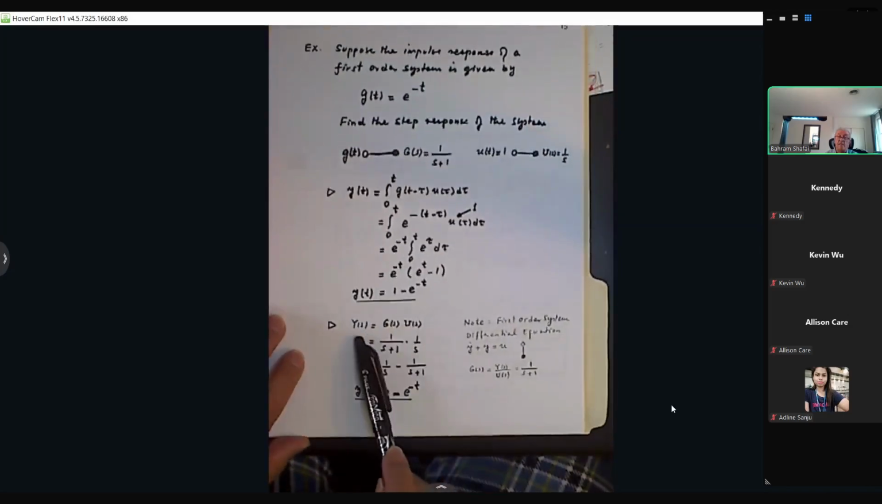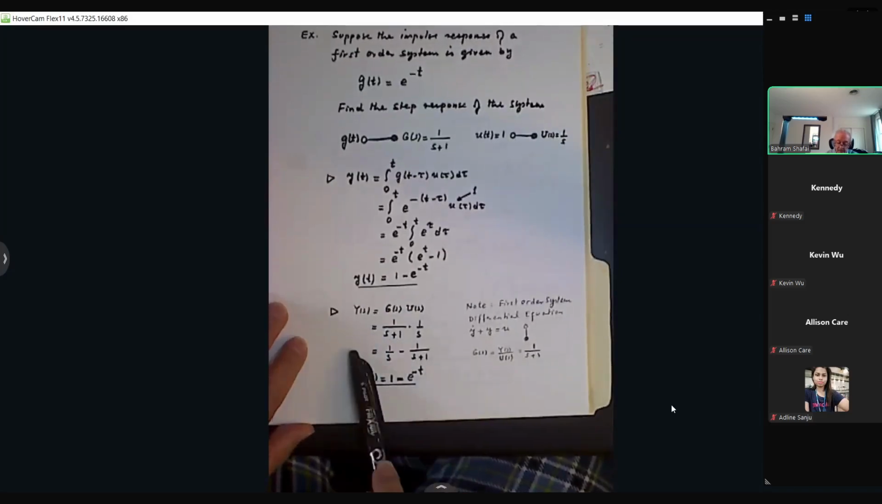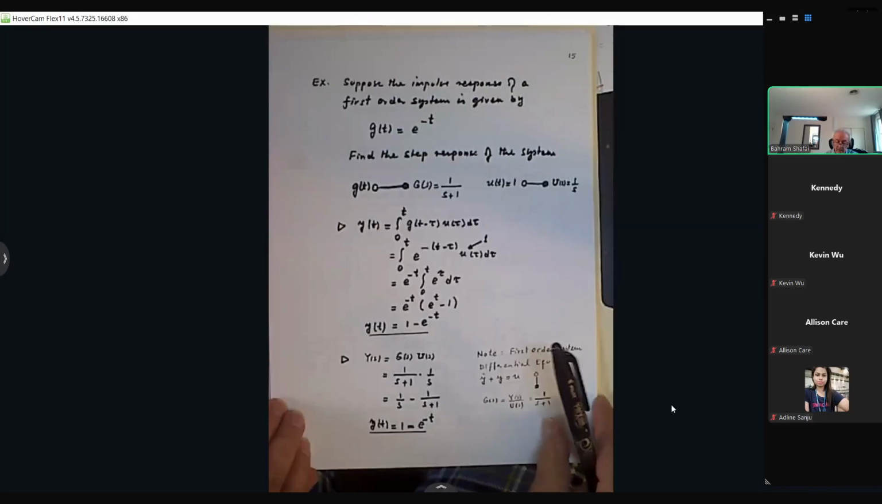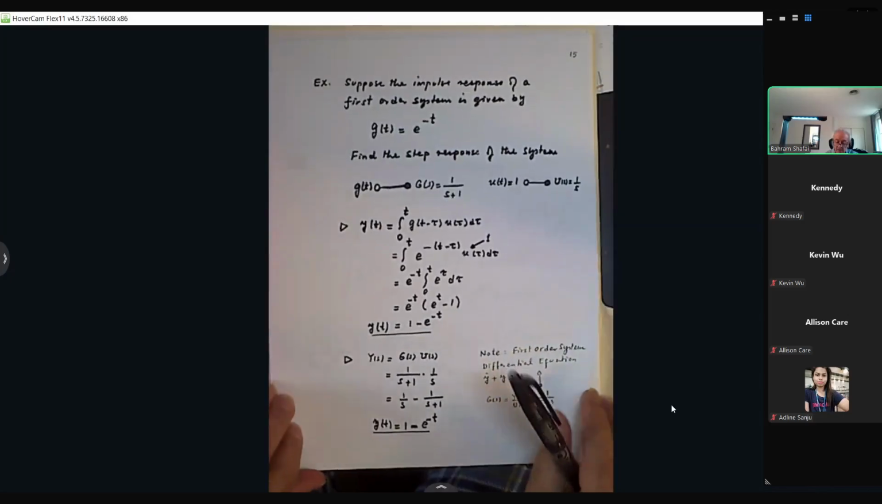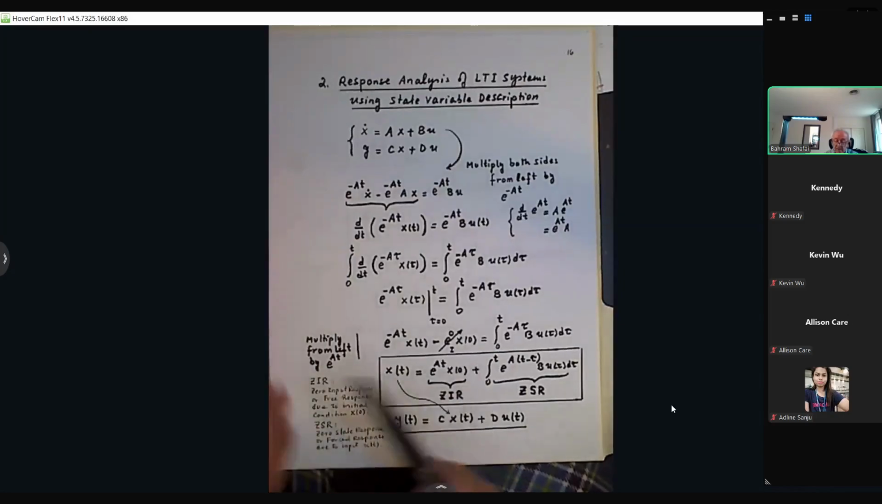Or you can use this Laplace expression of the transfer function, the input-output representation, and then with the partial fraction expansion find directly the y of t, which is the inverse Laplace transform of these two terms, and you get the same result. So once you have that, the second part is the response analysis of linear time invariant systems.